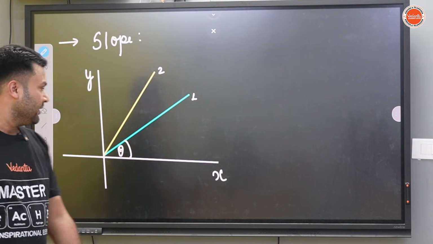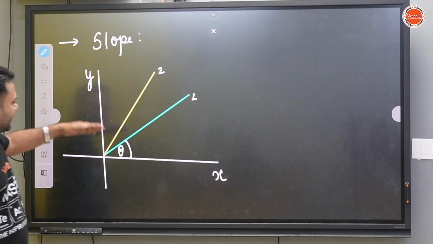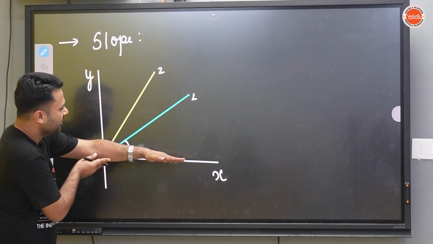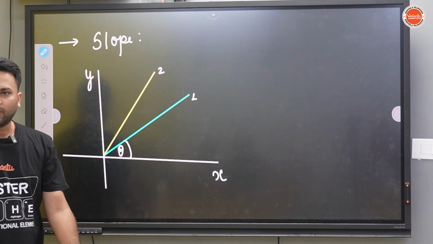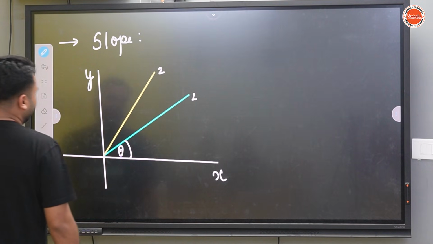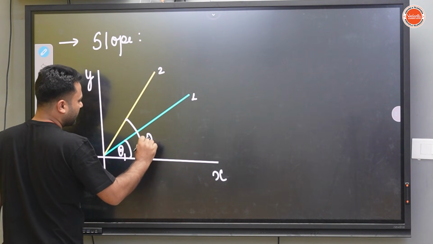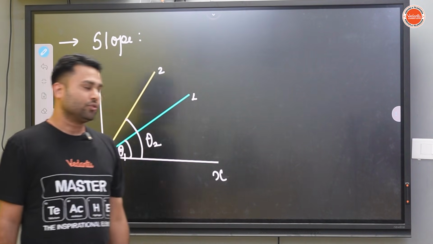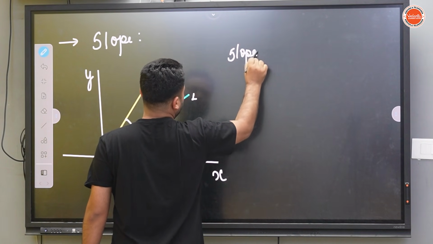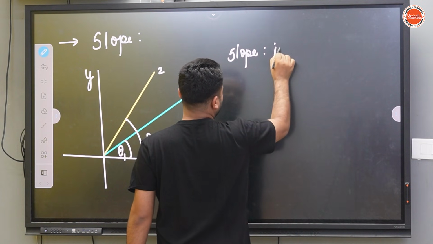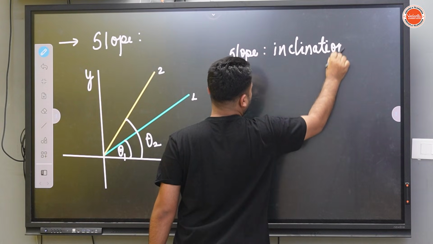So definitely you can see this line number 2 is more inclined, correct? Suppose you think that this is the ground. From the ground level, this line number 1 is inclined this much and line number 2 is inclined this much. Okay, so we can say that line number 2 has more slope, correct? So slope, basically, just the physical meaning if you want to understand, is the inclination. Correct?